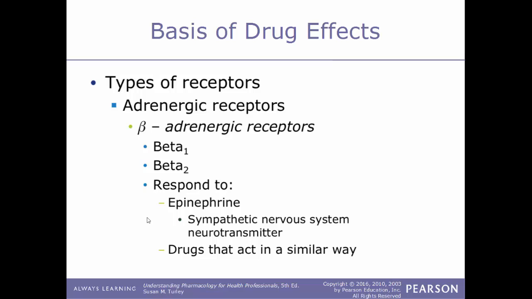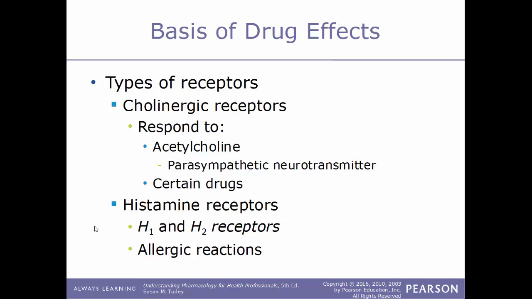The other type of adrenergic are beta adrenergic, and there are beta 1 and beta 2 receptors, and these respond to epinephrine. Epinephrine is more commonly known as adrenaline. This is another neurotransmitter found in the sympathetic nervous system. These receptors also respond to drugs that act in a similar way to epinephrine. Again, epinephrine is made in the adrenal glands, so that's why these are adrenergic receptors.